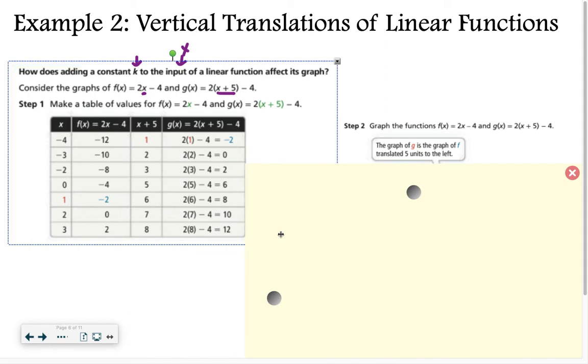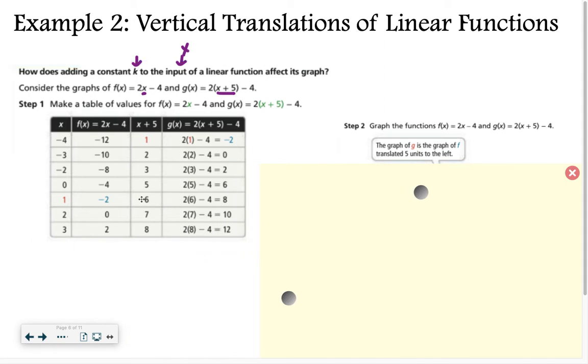So I'm going to reveal that graph to you so you can see how the numbers changed. It started when I had that negative 4. It started at a negative 12 for f of x, and for g of x, it made it a much bigger number, right? Negative 2. And then for negative 3, it was a negative 10. It made it a bigger number, 0. Negative 8 became a positive 2. Negative 4 became a positive 6. Negative 2 became a positive 8. Okay? And so on and so forth through that line.